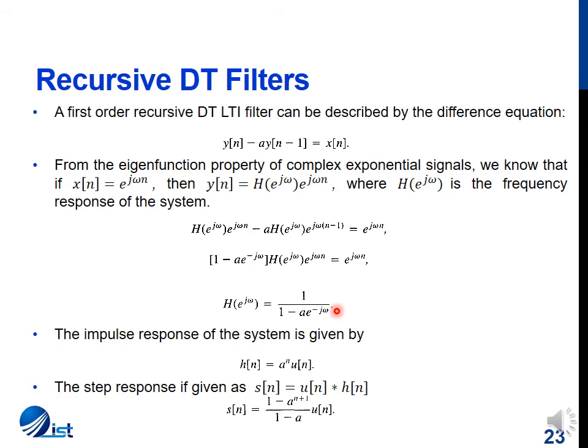If we determine the time domain expression for this filter, it comes out to be h[n] is a raised to the power n into u[n], and the step response, which is a convolution of the impulse response and the unit step function, comes out to be s[n] is equal to (1 minus a raised to the power n plus 1) by (1 minus a) into u[n].